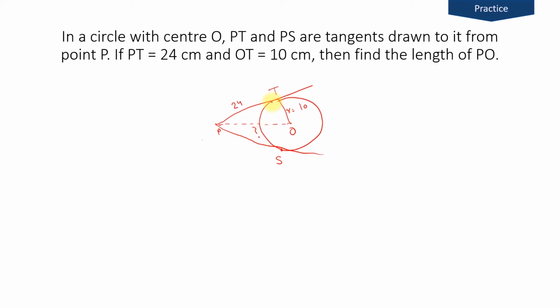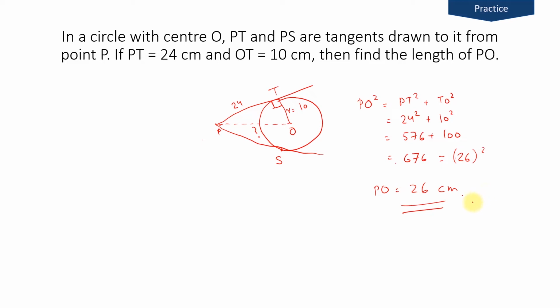If we remember that tangents are touching the circle at an angle of 90 degrees, so if you draw a radius at that point, the angle between the tangent and the radius is 90 degrees. So this is a right angle triangle. We have the base, we have the height, we can find out the hypotenuse. So 24 squared plus 10 squared, 576 plus 100, 676. So PO is the square root of 676, which is 26. So PO comes out to be 26 centimeters.